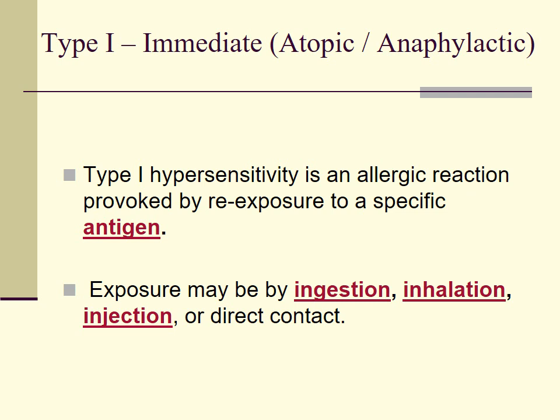Now come to type 1 hypersensitivity, also known as immediate atopic anaphylactic hypersensitivity. This hypersensitivity is an allergic reaction. What does it mean? I have told you that it is provoked by a specific antigen that is free and exogenous, taken from the environment, a foreigner. And the exposure may be through ingestion, like any food particle, inhalation, as pollen grains may be inhaled, or injection, or direct contact like drugs, bee sting, lotion, soap, or anything like this.